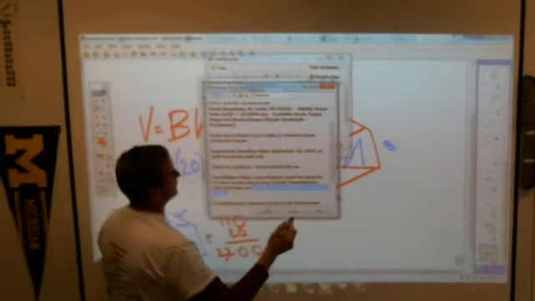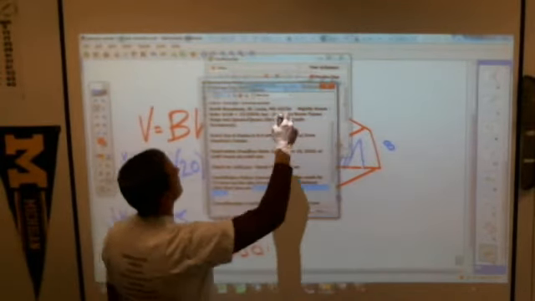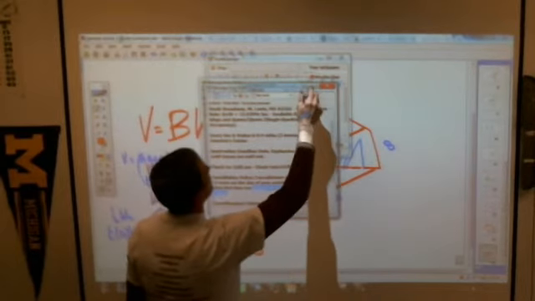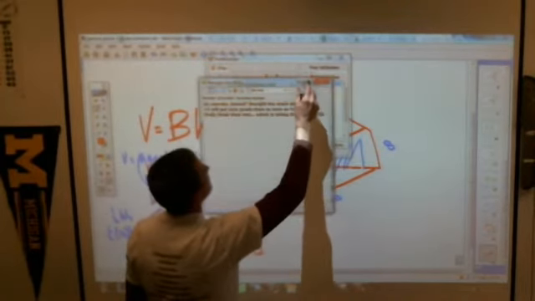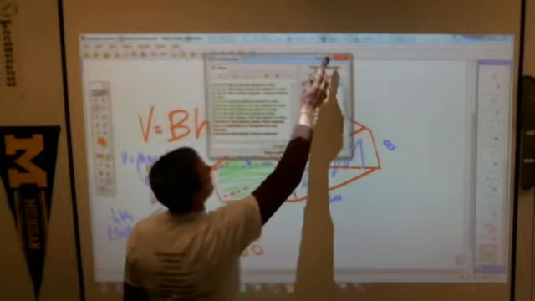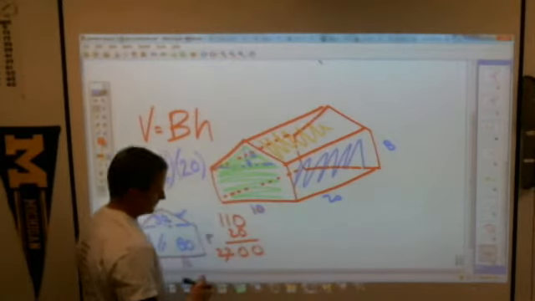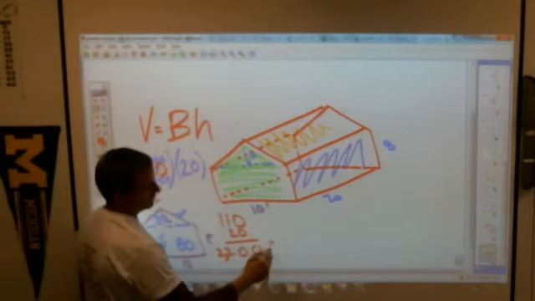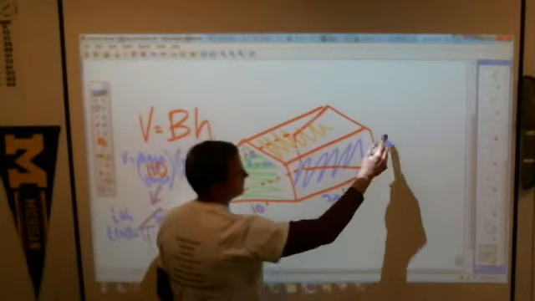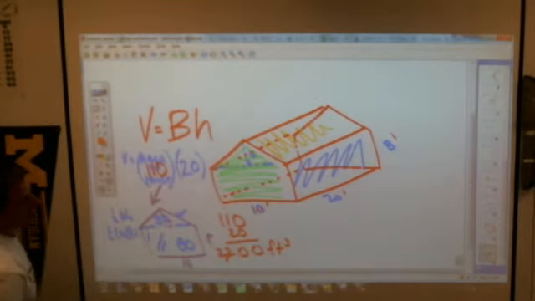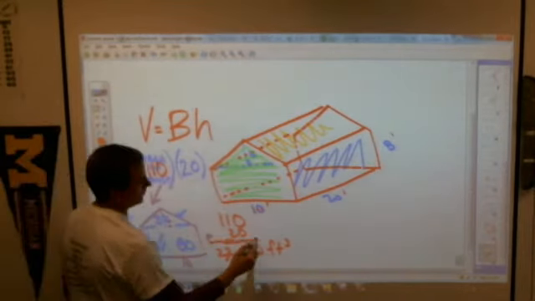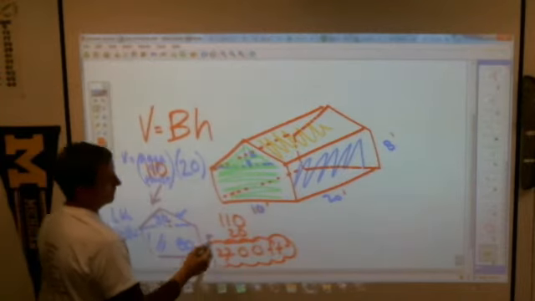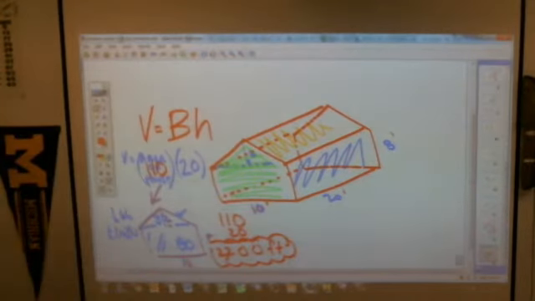2,200, let's call it. What were these? Feet cubed. Got that? How many people think that they're capable of this? Some of you are gonna say, well, I got the 110, but I forgot to multiply it.